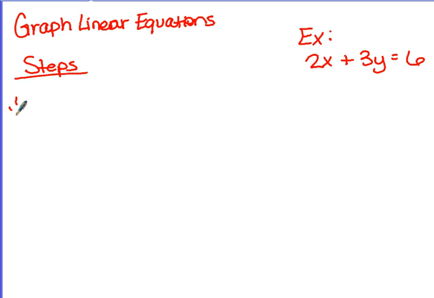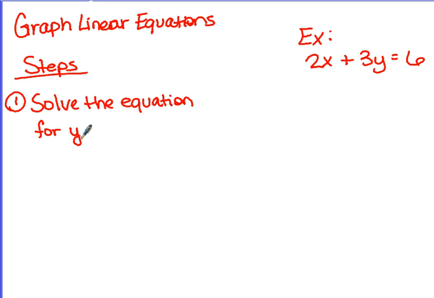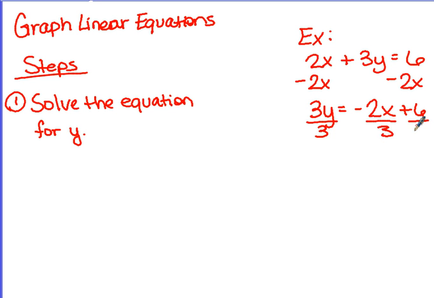All right, step 1, you want to solve the equation for y. So in our equation, 2x plus 3y equals 6, we want to solve for y. By doing that, we're going to subtract 2x from both sides. So our equation now is 3y equals negative 2x plus 6. And then we want to divide by 3 to get y by itself. So now we have y equals negative 2/3 x plus 2. All right, so we have solved our equation for y.